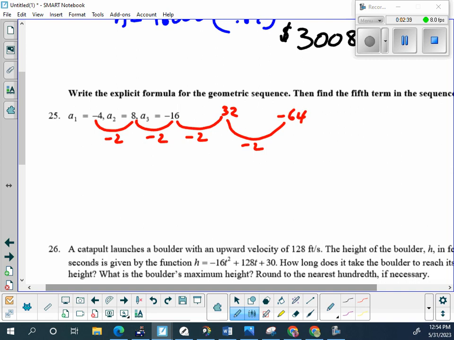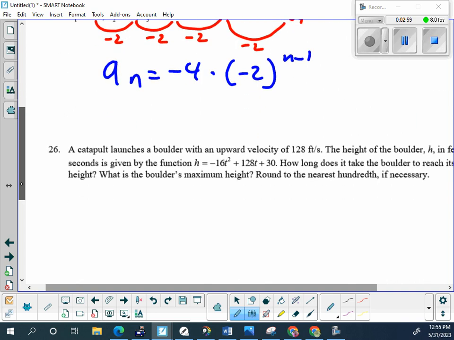So this is a multiple choice question. You just have to know that the 5th term is -64. It'll appear like this. A sub n equals the first term, -4, times -2 to the n minus 1 power. You want it in explicit form. But if you know how to do this part, the red part, you're all set.